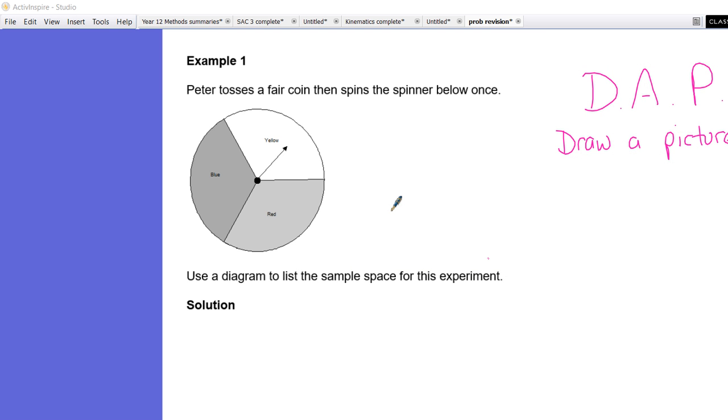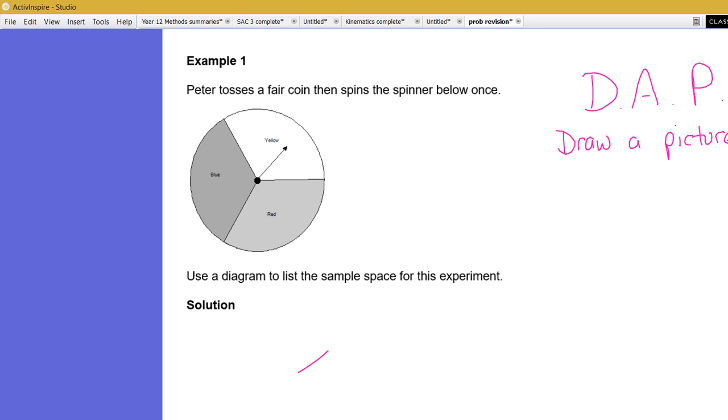In maths, we always want to draw a picture to help us solve our problem and get all our information organised. And probability is no different. And one of the most important diagrams in probability is the tree diagram. So in this instance, we're tossing a coin and then spinning the spinner.